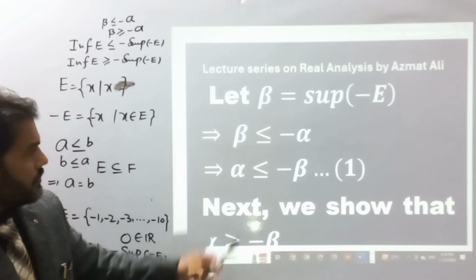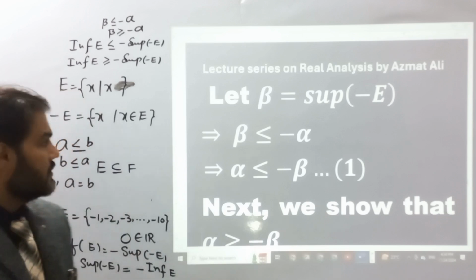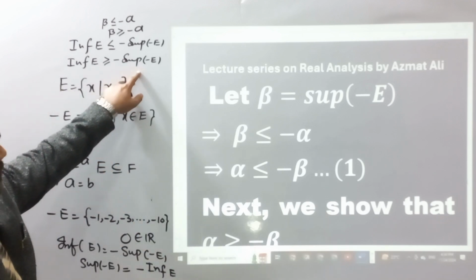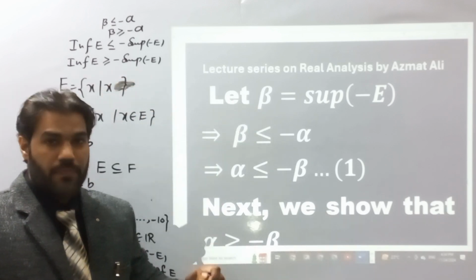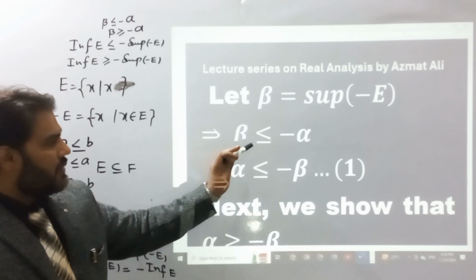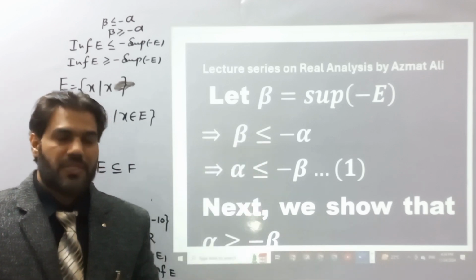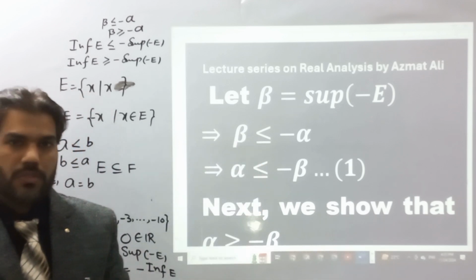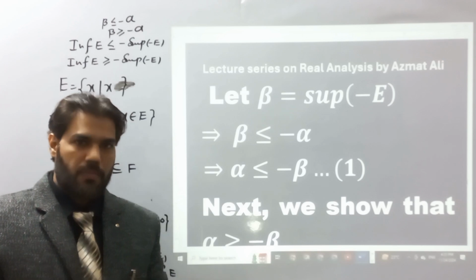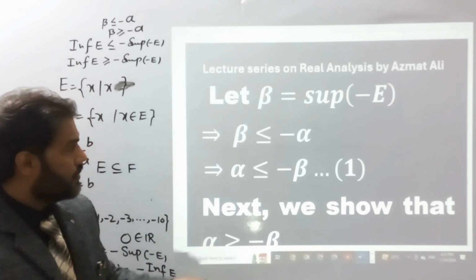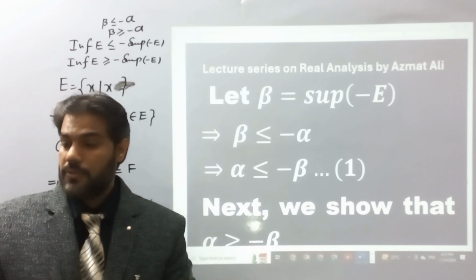So let beta be the supremum of minus E. This implies beta will be less than or equal to minus alpha. How is beta less than or equal to minus alpha? Because minus alpha is an upper bound of the set minus E. Where have we defined this?